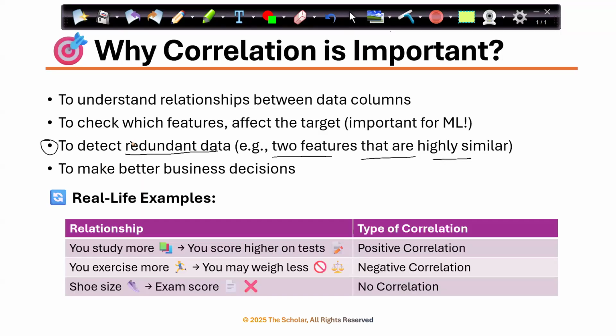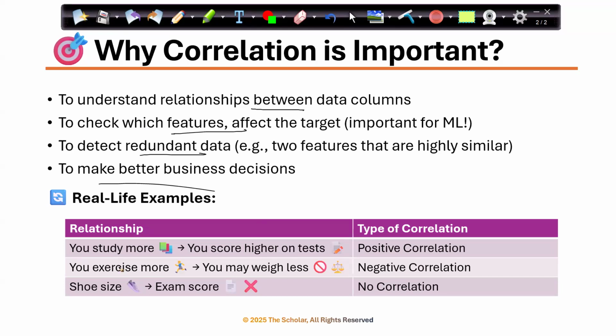But basically the idea I wanted to tell you is why we need correlation: to understand the relationship between the data, to understand which features are important to predict something, and to understand whether there are some features which are of the same type with good correlation. I can ignore some of the features from them. And lastly, to make a better business decision.